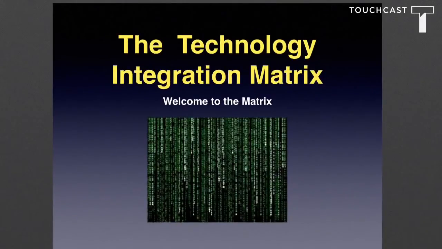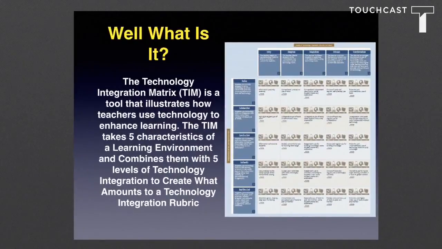So, the Technology Integration Matrix. Welcome to the Matrix. And so, I know many of you are probably asking, what is it? Well, the Technology Integration Matrix, or TIM for short, is a tool that illustrates how teachers use technology to enhance learning. Basically, it takes 5 characteristics of a learning environment and combines them with 5 levels of technology integration to create what amounts to a technology use rubric for the classroom.